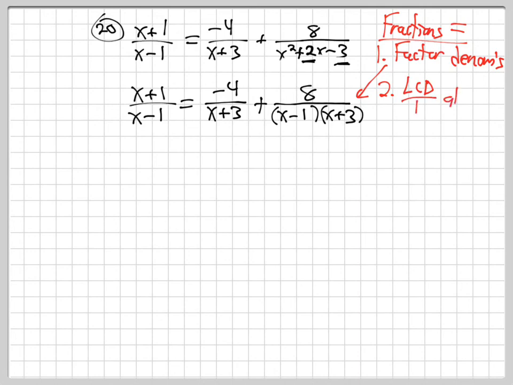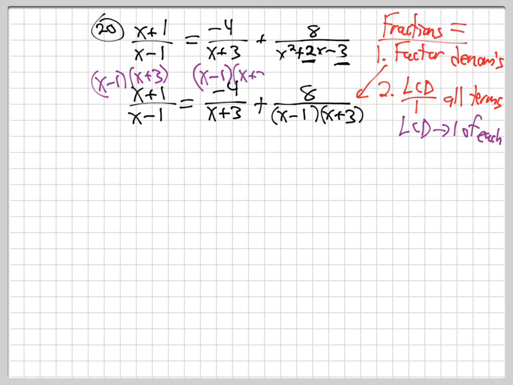LCD over 1 to all terms. And what is the LCD? Yeah, one of each. Well, so I'm going to do the whole. So x minus 1, x plus 3. X minus 1, x plus 3. X minus 1, x plus 3. Everybody see that? So you multiply the whole, that's LCD over 1. You know, I don't got room to write over 1. But anyway, it's the LCD, and the LCD is one of each type, one of each.